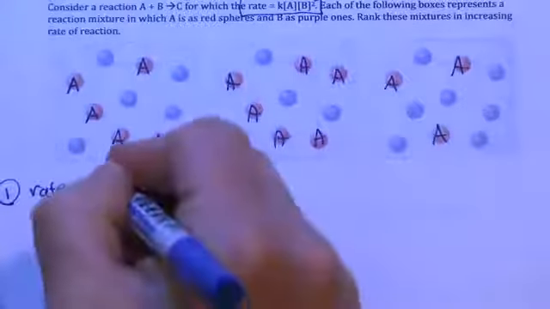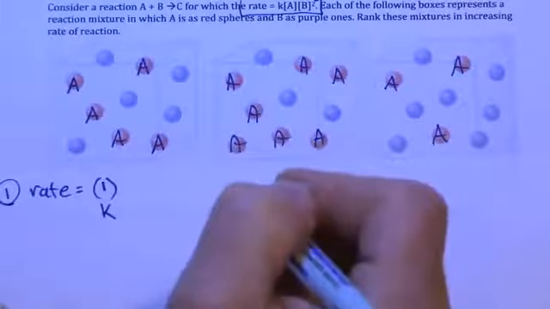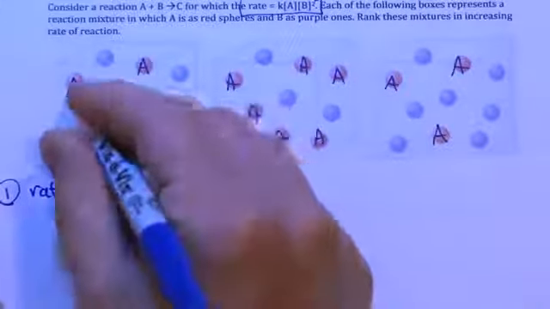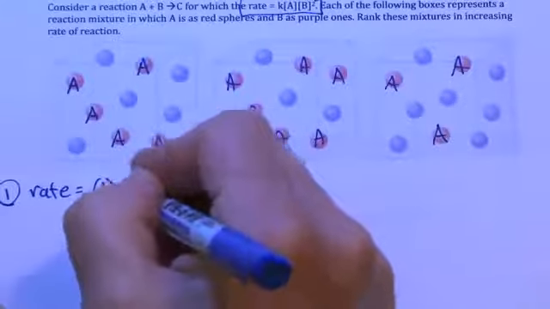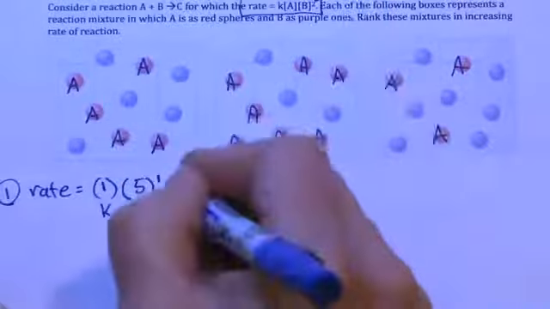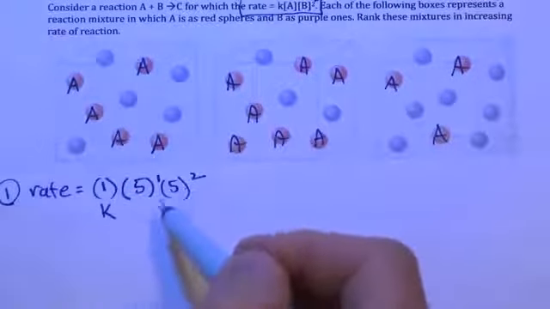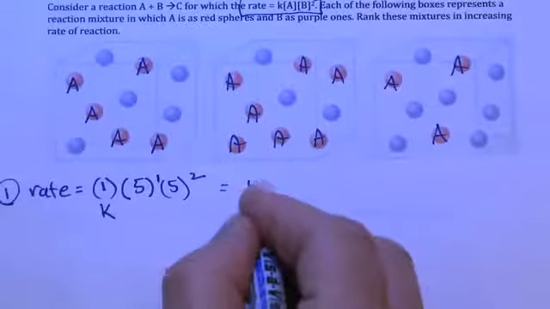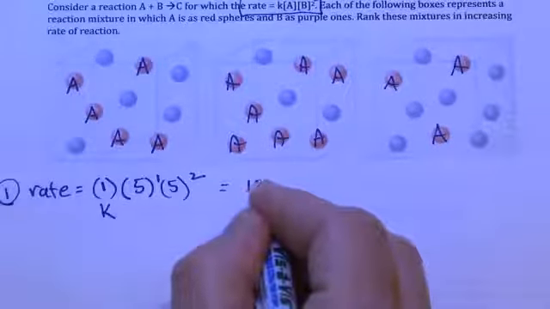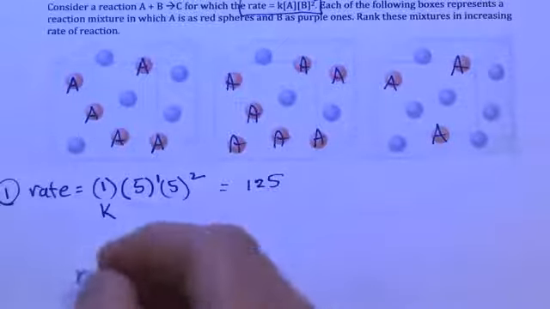I'm going to call K 1 again just to make it easy. Okay, that's K. And then A, there's 1, 2, 3, 4, 5 of them, and that's to the first power. And B, there's 1, 2, 3, 4, 5 of those as well, and that's to the second power. So 5 squared is 25 times 5, so we have a rate of approximately 125 times the rate constant K, which I just called 1.